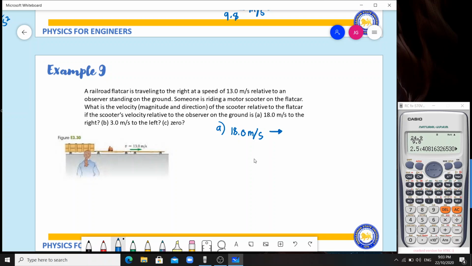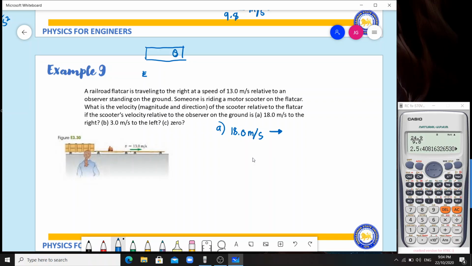Now, if you remember the formula for relative velocity, for example, we need two particles together and then a stationary observer.